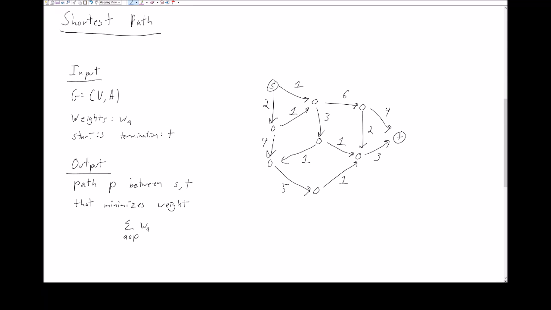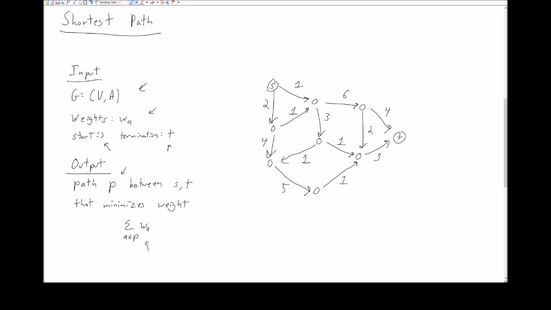In the shortest path problem, we're given as input a graph, which is a set of nodes and arcs. And keep in mind that these are directed arcs. We're also given a weight on every arc, w_a. We're also given two nodes, a start node S and a termination node T. The objective is to find a path between S and T that minimizes the weight. So we'd like to find a path that goes between S and T, and the sum of the weights of the arcs between S and T that we use is going to have a minimal weight.